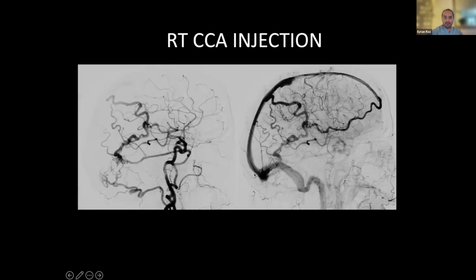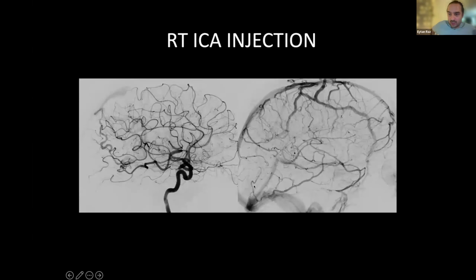Right CCA injection, and you clearly see the supply from the occipital artery, transosseous branches, a large middle meningeal artery with this vein of Labbe, retrograde flow, that mostly drains through two veins, this anterior frontal and this parietal vein, but there's also a smaller anastomotic parietal vein here.